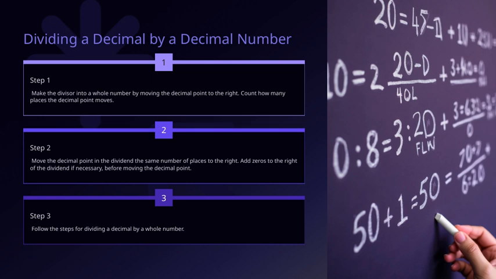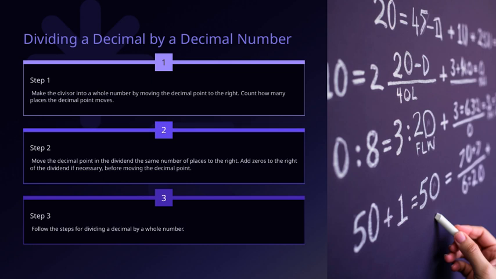Next, in step 2, we move the decimal point in the dividend the same number of places to the right. Sometimes, we might need to add zeros to the right of the dividend to fill in any gaps after moving the decimal point. This ensures the value stays the same and makes the division process easier. Finally, in step 3, we follow the usual steps for dividing a decimal by a whole number. Remember, the key here is adjusting both the divisor and the dividend so the divisor becomes a whole number, which simplifies the division process.